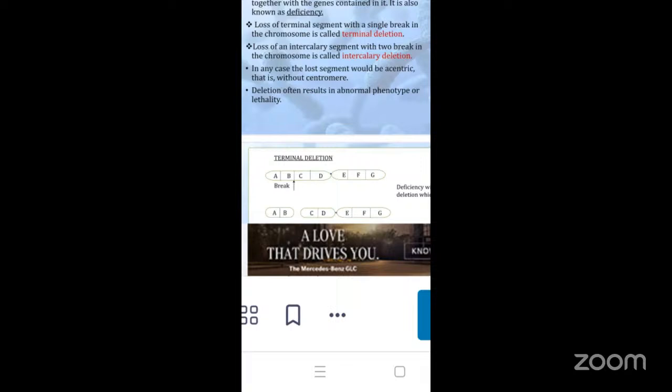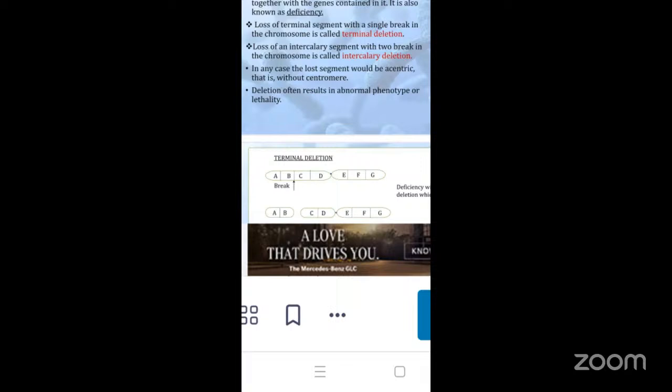Next, duplication. Duplication is the doubling or repetition of a chromosome segment during chromosome duplication. In this case, a set of genes exists more than once, and this extra set is generally called a repeat. The duplicate segment may be incorporated either with the parent chromosome or with another chromosome, or it may exist as a separate piece. Duplications are believed to be an important raw material for organic evolution.